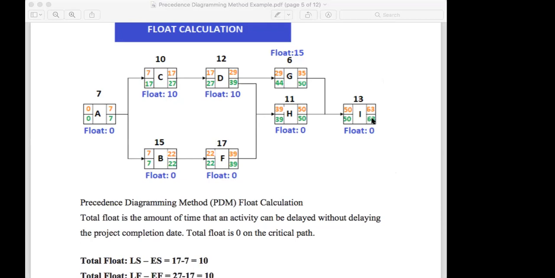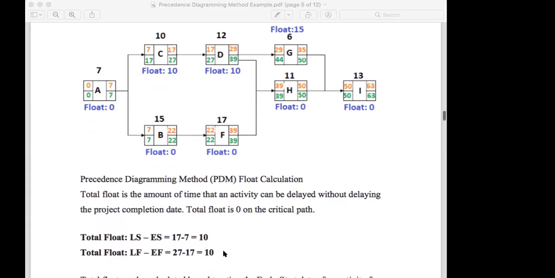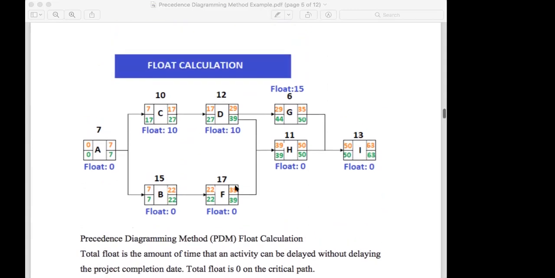So what is the problem? You can start later. So here there is a float, 17 minus 7 or 27 minus 17, 10. Float is 10. What is the total float? Late start minus early start, or late finish minus early finish. That is the float. So here the float is 0.